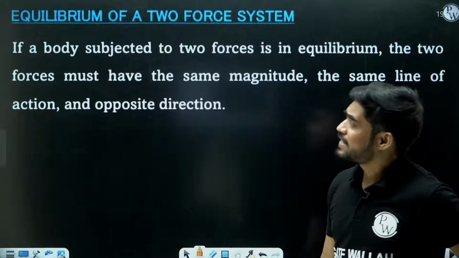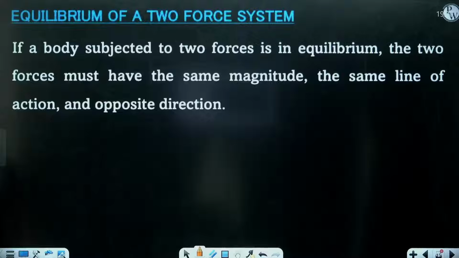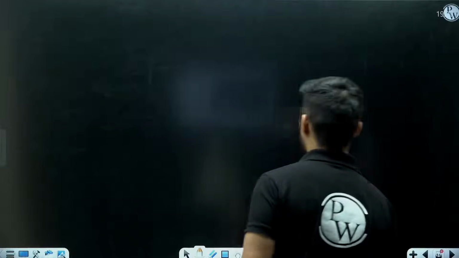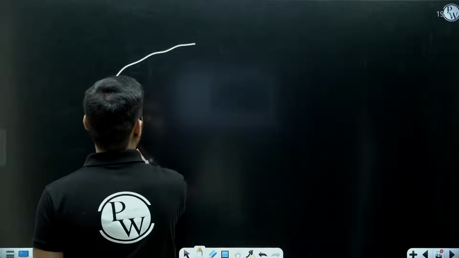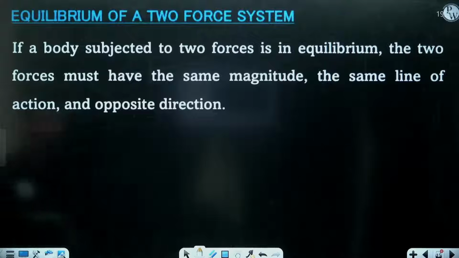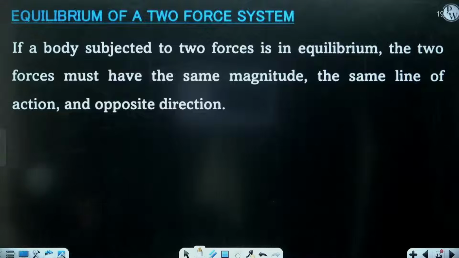The first case is equilibrium of a two-force system. Now, what do we mean by equilibrium of a two-force system? Understand the meaning of this. If a body is subjected to only two forces, there is no third force, and it is in equilibrium, the forces must have the same magnitude, same line of action and opposite direction.